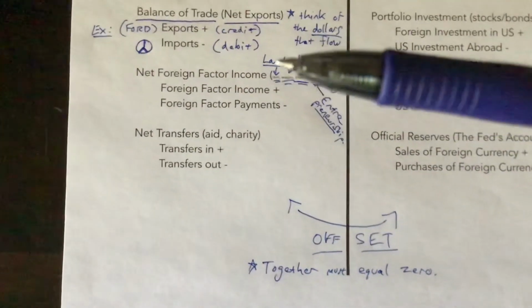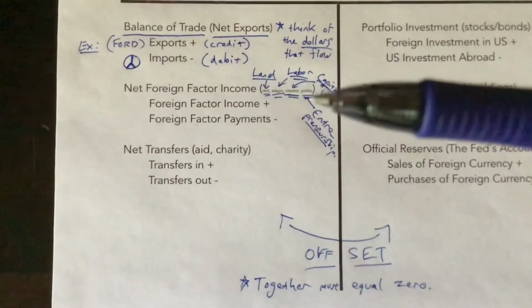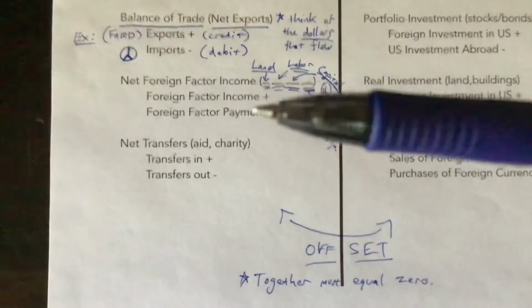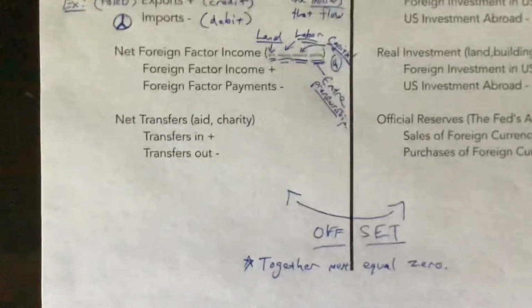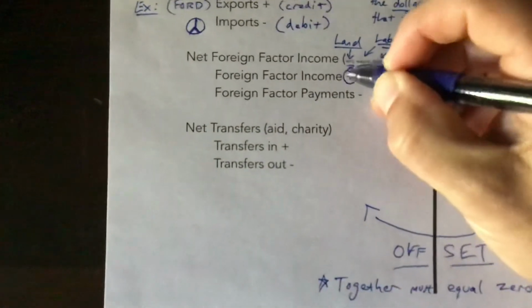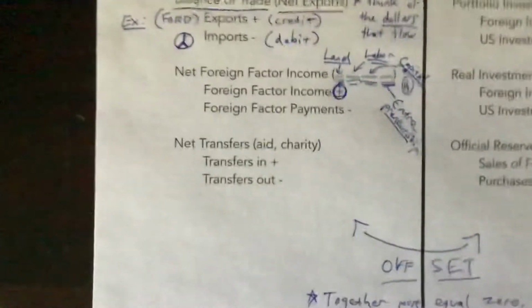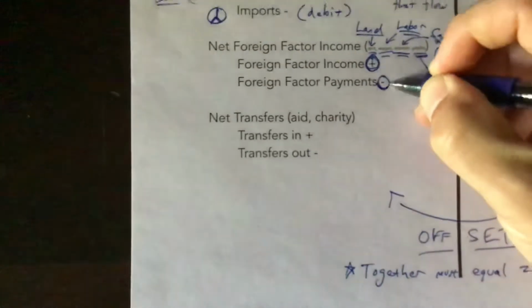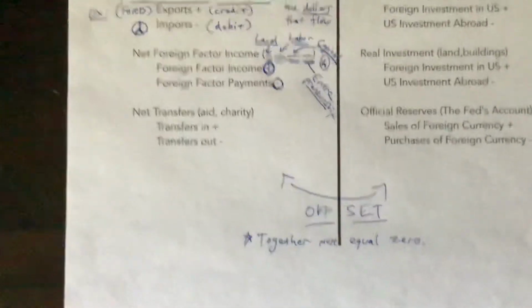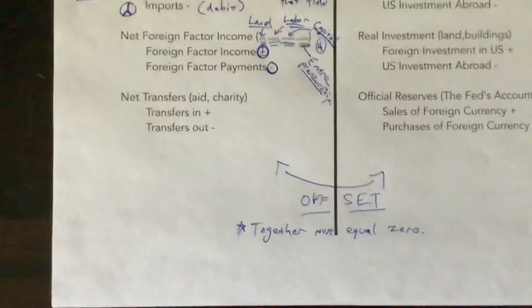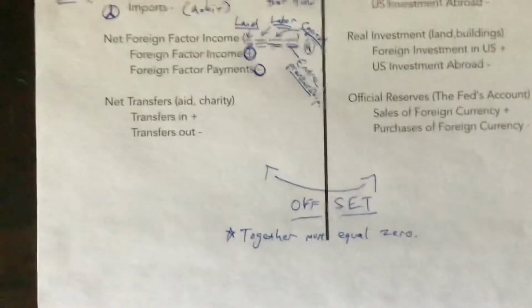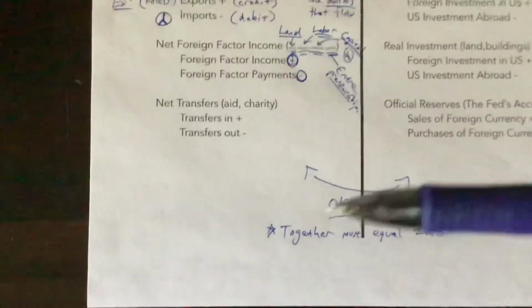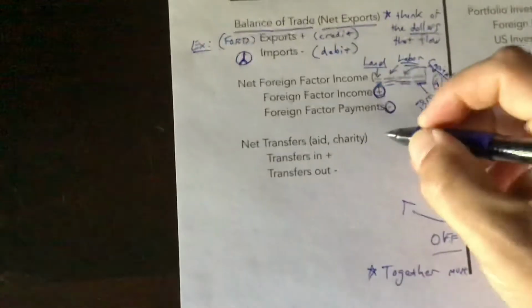Now, on those four things, rent, wages, interest, and profits, you've got foreign factor income, foreign factor payments. So if Apple makes some income, that's a plus. If they make some profits, that's a plus. Now, if we're paying money, then it becomes a minus. So if Apple were a Chinese company like Huawei, then that money would be going out of the USA's capital account. Then finally, you've got net transfers like aid and charity.